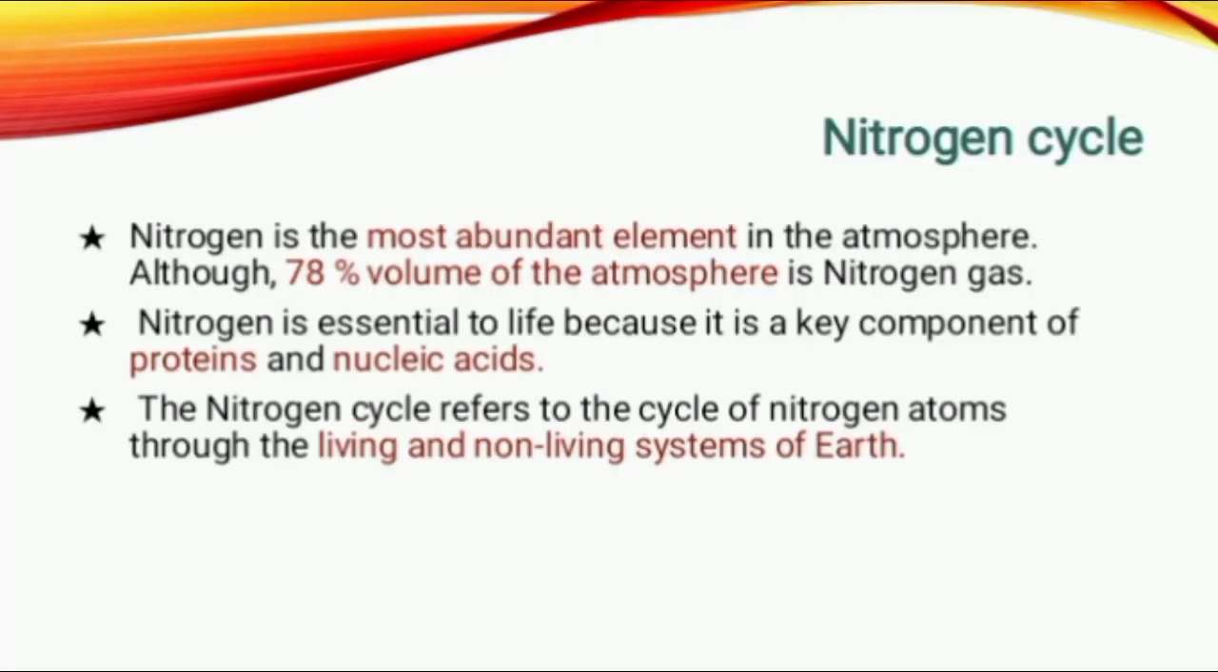Nitrogen cycle. Nitrogen is the most abundant element in the atmosphere. Although 78% of the volume of the atmosphere is nitrogen gas, nitrogen is essential to life because it is a key component of proteins and nucleic acids. The nitrogen cycle refers to the cycle of nitrogen atoms through the living and non-living systems of Earth.